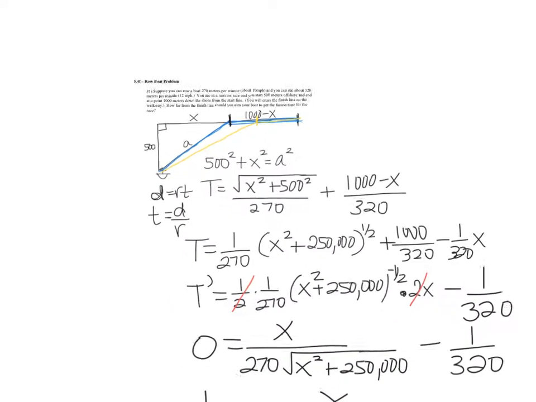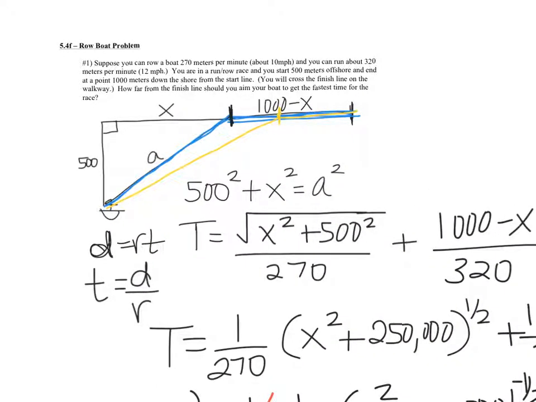It depends on what they ask. All they asked was how far from the finish line should you aim your boat. They just ask for X. But if they asked you how far you are going to row your boat, you'd have to find out what A was. You plug it back in. So X is about 786 meters. And then it could ask, how far are you going to run? So you're going to run about 214 meters.